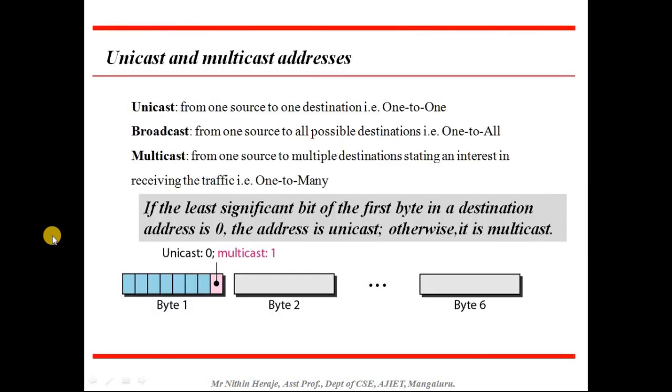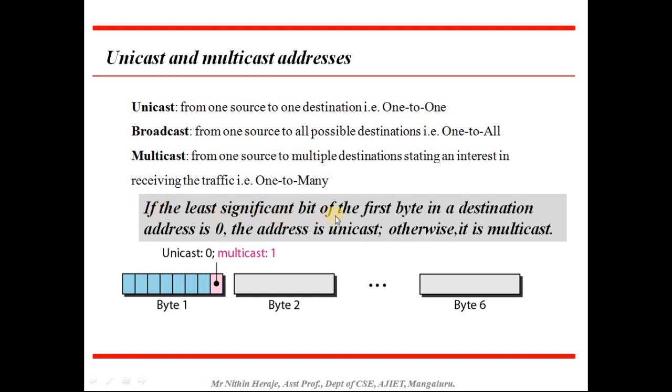Next is unicast and multicast address. So unicast means, as you all know, it is one to one. Broadcast is one to all, and multicast is one to many. Okay, just look at this.